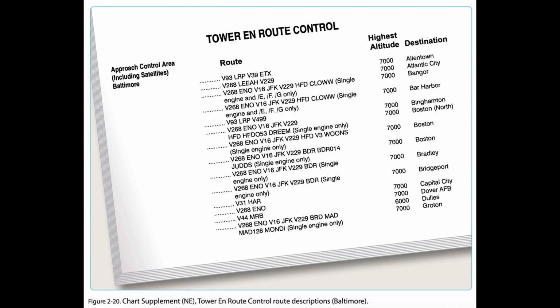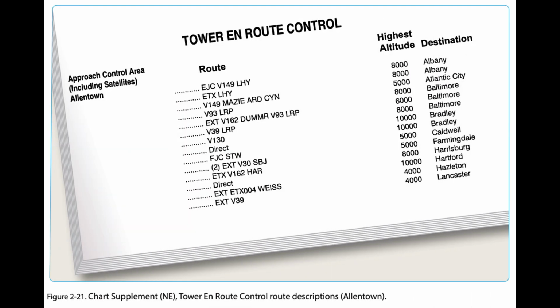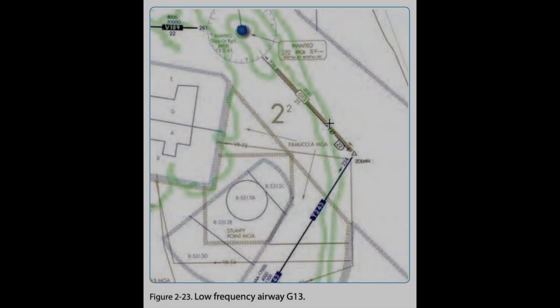Figure 2.20. Chart supplement, NE, Tower en route control route descriptions, Baltimore. Figure 2.21. Chart supplement, NE, Tower en route control route descriptions, Allentown. End of page 2-12. Airway and route system. There are 3 fixed route systems established for air navigation purposes.